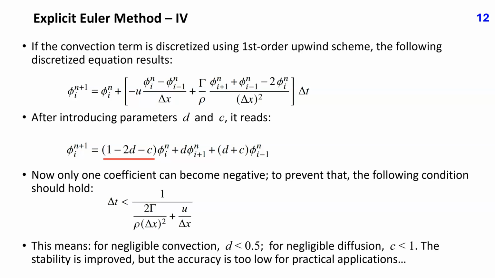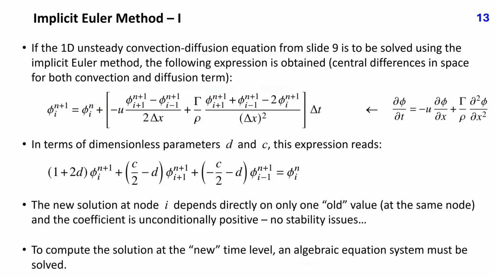The use of upwind scheme for convection improves the stability in the case of negligible diffusion, for example when solving Euler equations, but the accuracy is reduced to a level which is too low for practical applications. When convection and diffusion terms in this equation are discretized with central differences and the implicit Euler method is used for time integration, the following expression is obtained on a uniform grid. In terms of dimensionless parameters d and c, the equation reduces to this form.